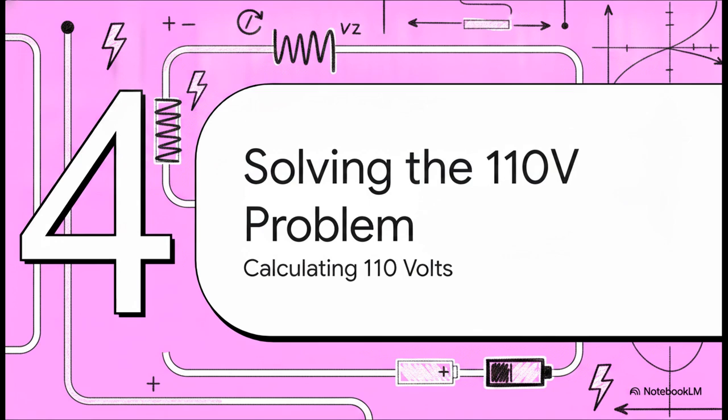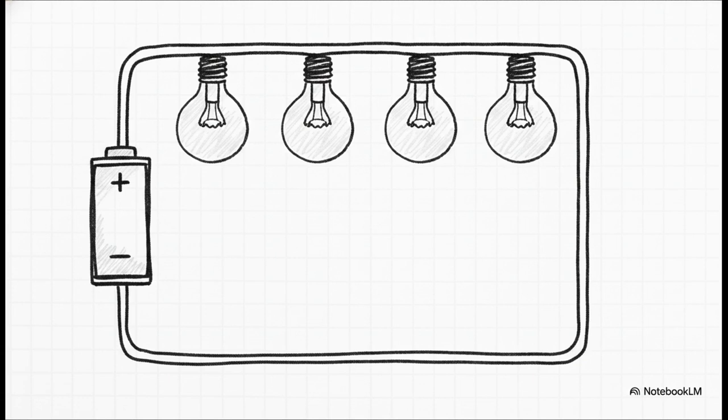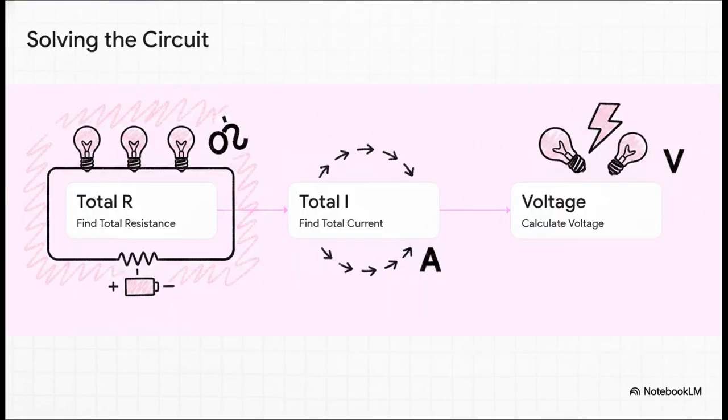Section 4, solving the 110-volt problem. Picture this setup. You've got 4 completely identical light bulbs. Each one has a built-in resistance of 140 ohms. They're wired together in a strict series path, and they are being powered by a 110-volt source. Our goal is to figure out exactly how the electricity behaves across this entire system. To do that, we're going to follow these 3 exact steps. Step 1, find the total resistance of the whole path.